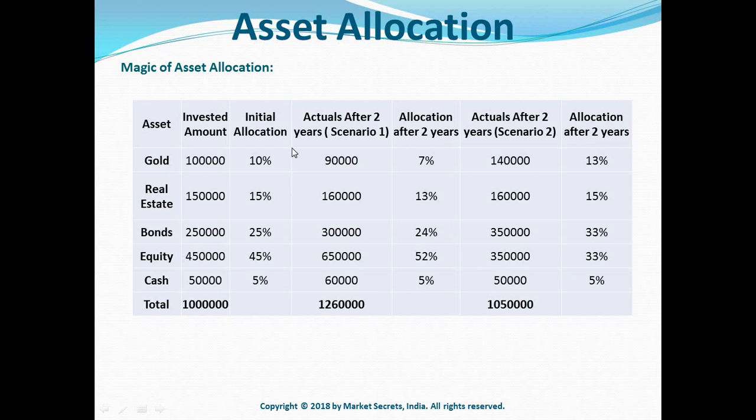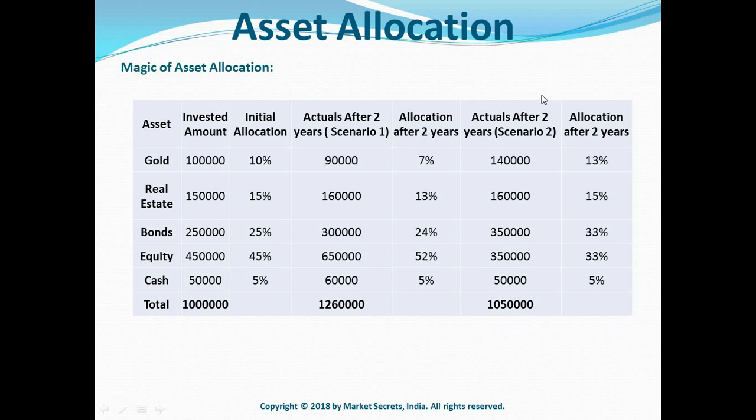So due to the run in equity markets, my asset allocation is now totally messed up, and now I have to sell 7% of equity, and I have to reinvest that particular amount in gold, real estate, and bonds. Let's take the other side, scenario 2.